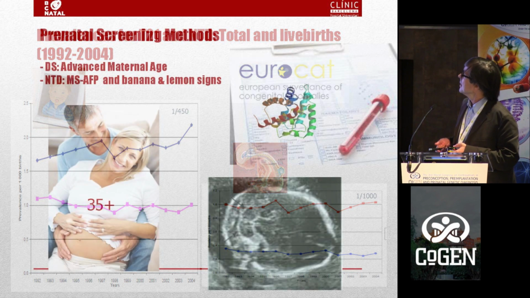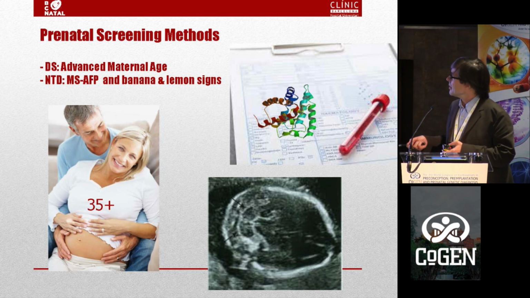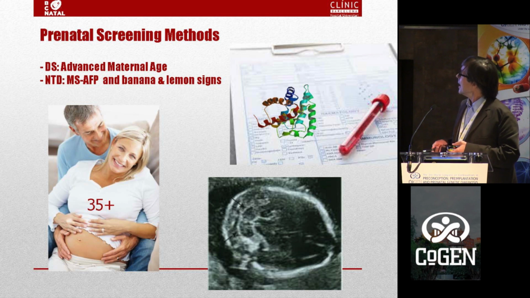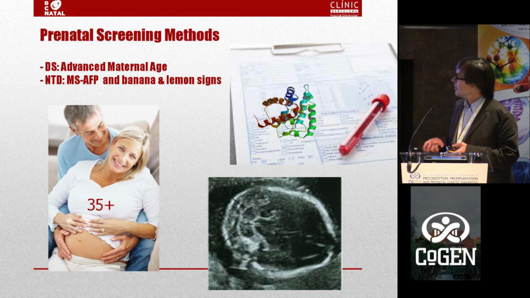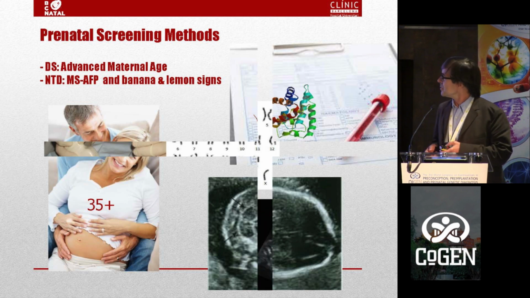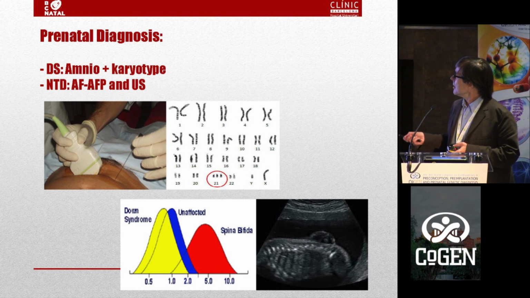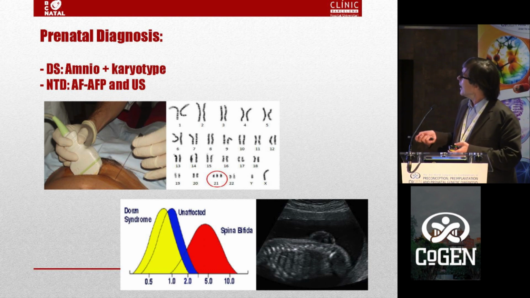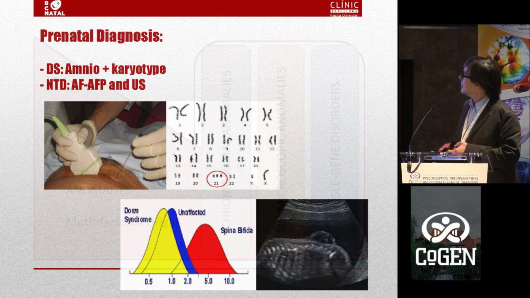Screening started with asking your age. If you were more than 35 years, you were at high risk for Down syndrome. Maternal serum alpha-fetoprotein was used to check the risk of spina bifida, and later on looking at the intracranial signs of neural tube defect. Prenatal diagnosis was based on amnio plus karyotype for Down syndrome, and at the beginning also amniotic fluid alpha-fetoprotein, and later on directly on scan.